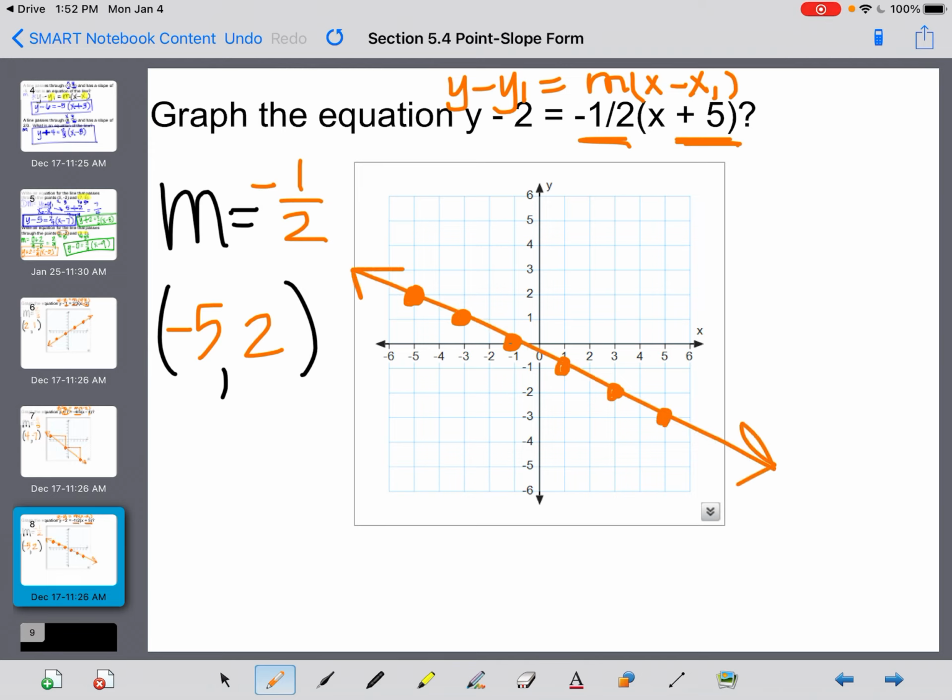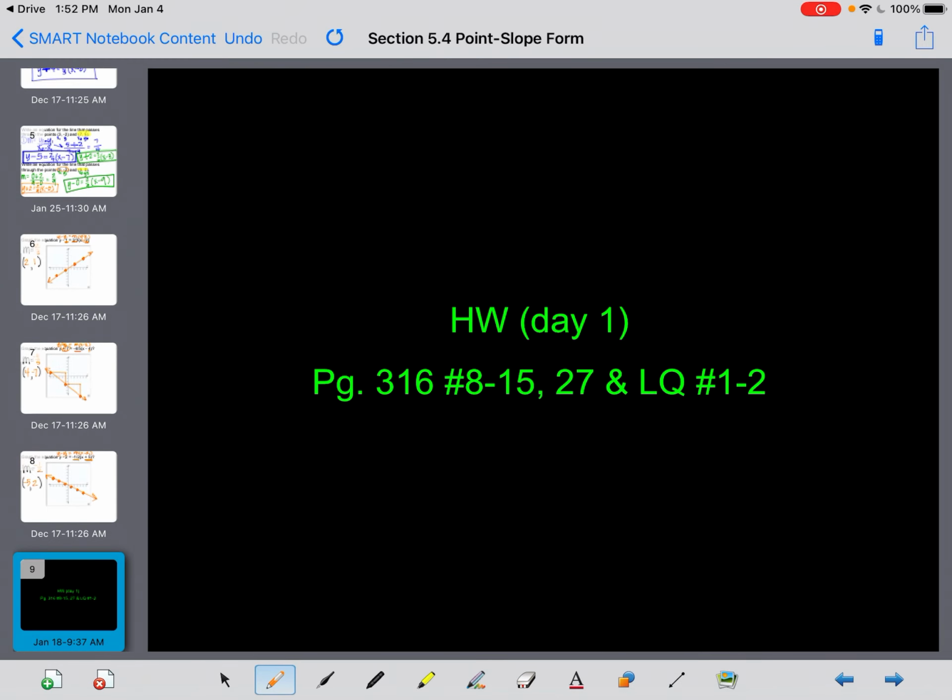All right, that's the end of part 1. You should be able to cover on page 316 numbers 8 through 15 and 27, and then the first 2 on the lesson quiz with just what we learned today.